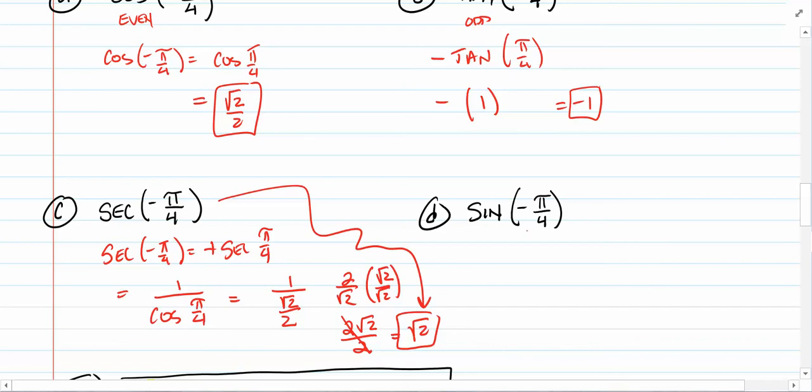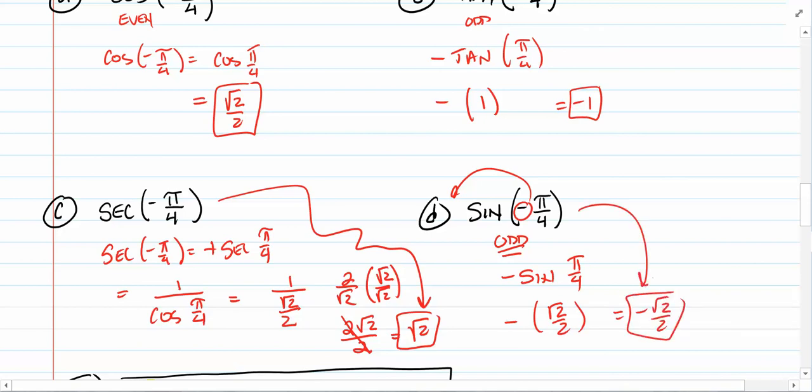All right, how about the sine of negative pi over 4? Sine, again, is an odd function, right? O for out means the sine of negative pi over 4 is the same thing as the negative sine of pi over 4, which is the negative of root 2 over 2, which means I just have negative root 2 over 2. Even and odd functions.